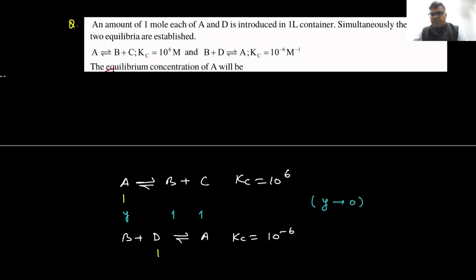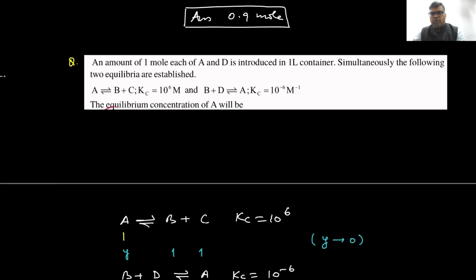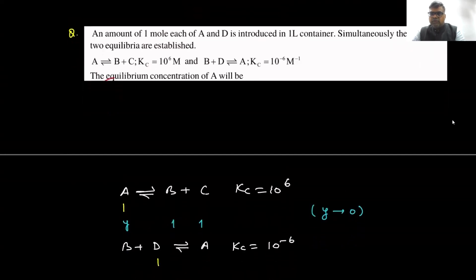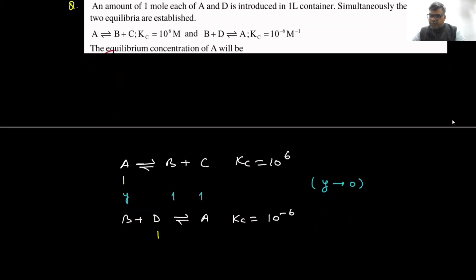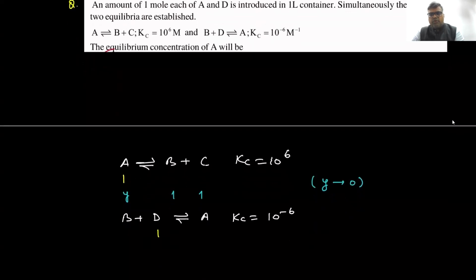Be very careful and precise that in any equilibrium question, you should not take the concentration of any reactant or product as 0. So I hope it is clear. Now Kc is 10 to the power 6, so it's a very large value. So y will most certainly be tending to 0, but you can't take it as 0.